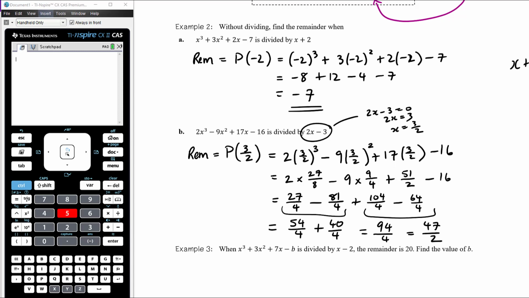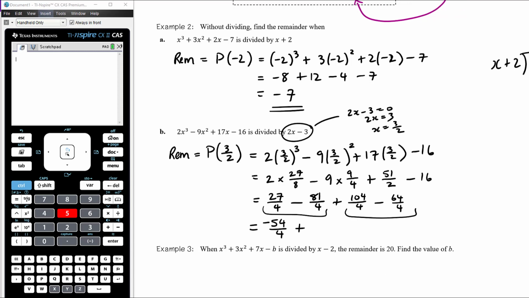Sorry, I just realised I made a mistake. So remember, it was 27 minus 81, so that should be negative 54 on 4, which means, even better, we're getting negative 54 plus 40, which is... Oh, no, I've done it the wrong way around again, haven't I? Okay, so I've made really hard work of this because I've realised another error.